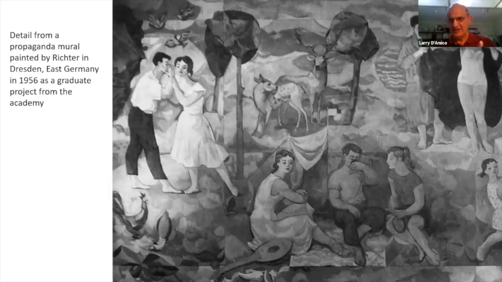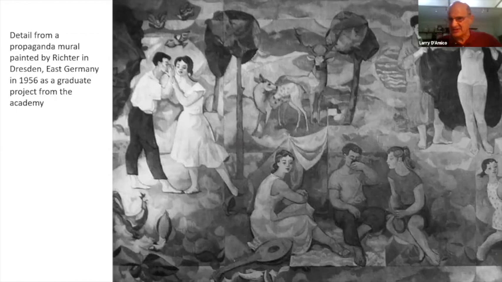So what happened was he went to the academy in East Germany under the German Democratic Republic, which we know was a less than desirable place to be. It really was. He grew up under two totalitarian regimes, and his experience of that was carrying the party line, because that's what you did in order to paint.